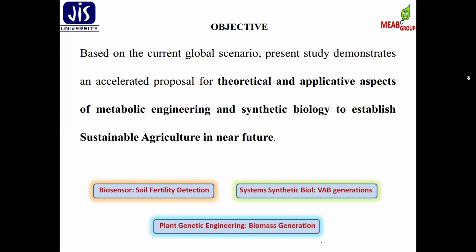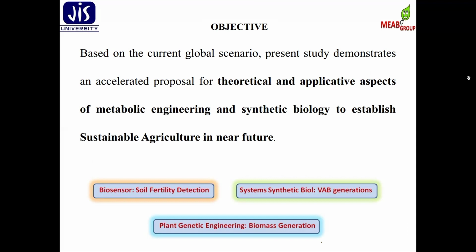Based on this current global scenario, the current study or presentation demonstrates an accelerated proposal for theoretical and applicative aspects of metabolic engineering and synthetic systems biology to establish and attain sustainable agriculture in the near future. The three blocks below show the different aspects which will allow us to attain sustainable agriculture to combat the demand.